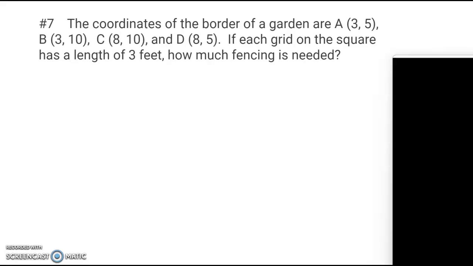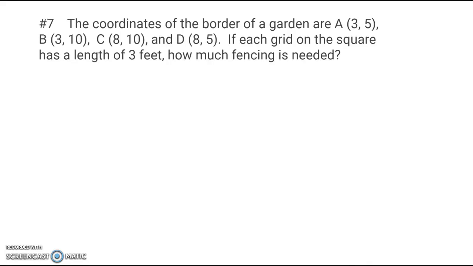All right, the coordinates of the border of a garden are (3, 5), (3, 10), (8, 10), and (8, 5). If each grid on the square has a length of 3 feet, how much fencing is needed? So fencing is talking about perimeter because fencing goes on the outside. So they're asking us to find the perimeter of this garden.